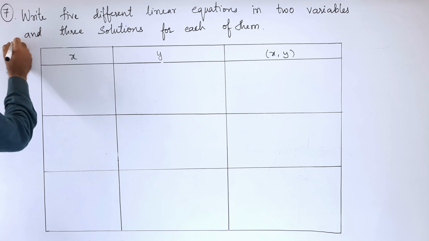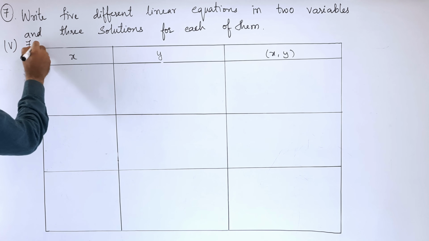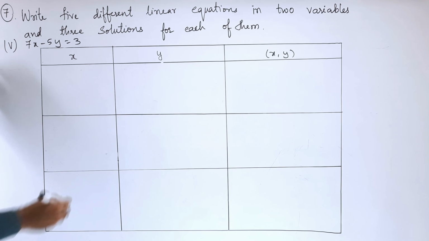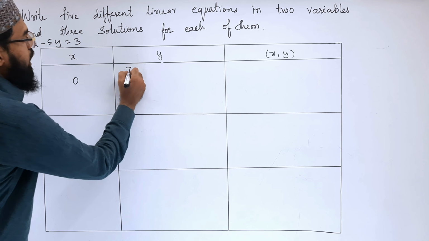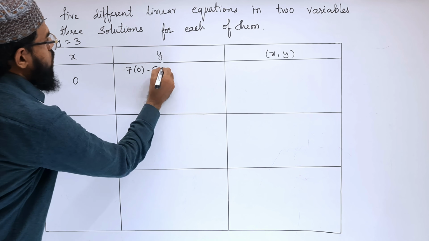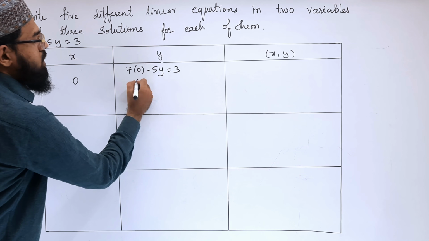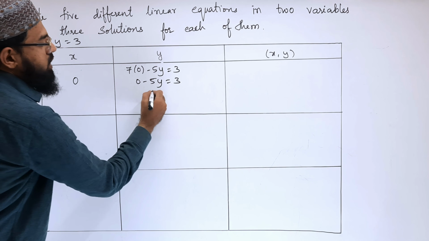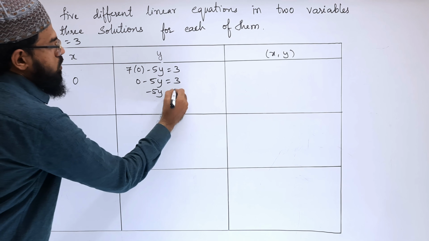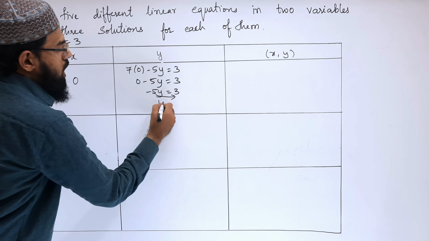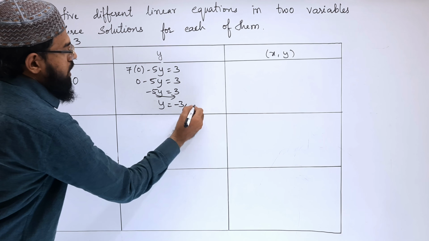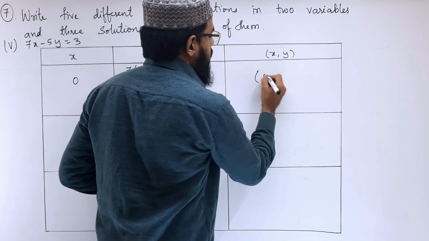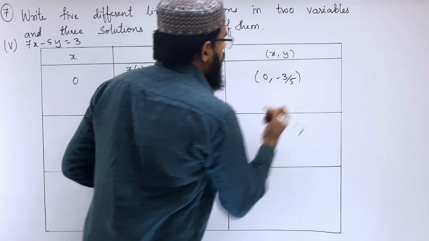Let us take the fifth equation as 7x - 5y = 3. Now x as 0. So we get 7 into 0 - 5y = 3. 7 zeros are 0, minus 5y = 3. So 0 - 5y is -5y = 3. 5 goes down. y = -3 by 5. So (0, -3/5).